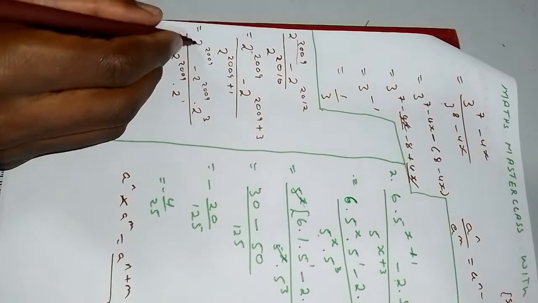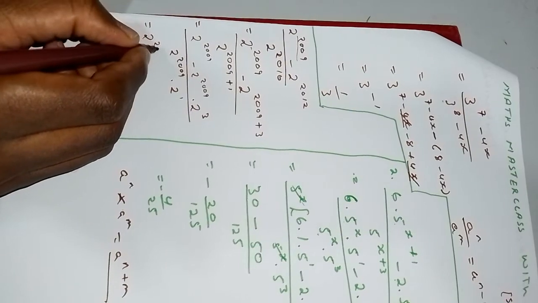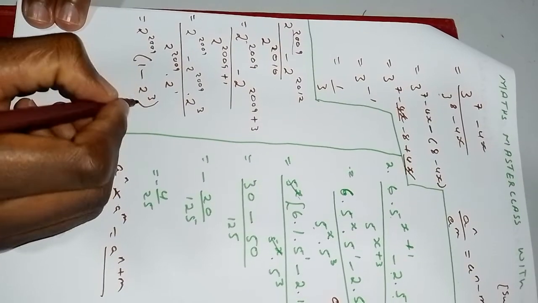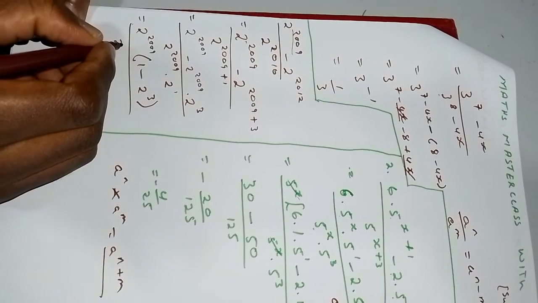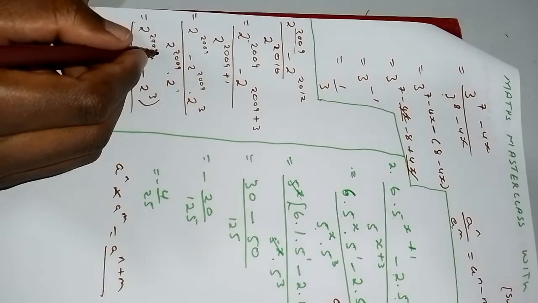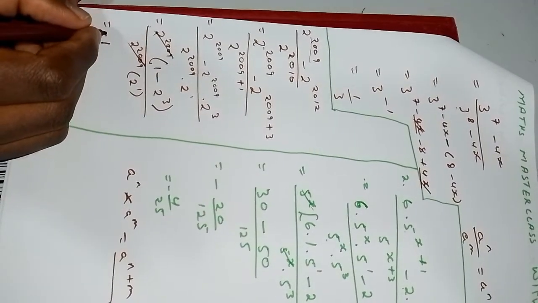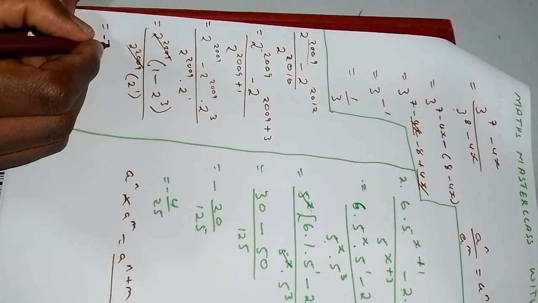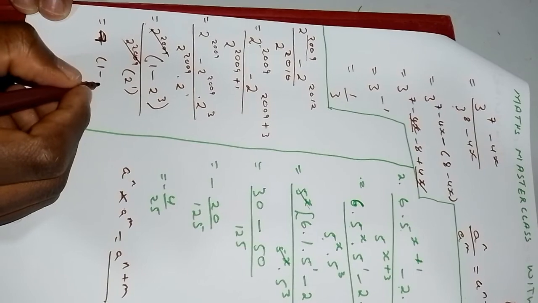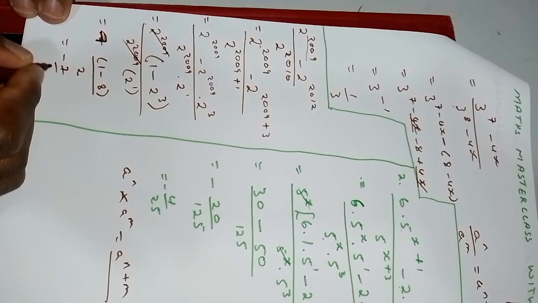And then we're just going to say 2 to the power 2009 is a common factor. 2 to the power 2009 into, here I'm going to have 1 minus 2 to the power 3, all divided by 2 to the power 2009 into 2 to the power 1. This one and this one will cancel. I'm going to have 1 minus 8 all over 2. Then this will give me minus 7 over 2. Clean.